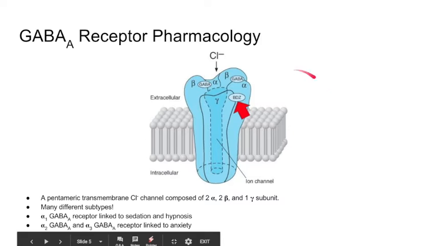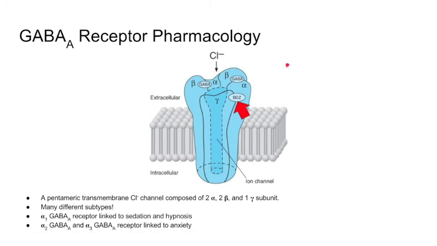So what we're looking at here is the GABAA receptor. As you can see, it's an ion channel. Chloride goes in, and we have a pentameric transmembrane channel, so there are five subunits. This is how most of the receptors you have are. It's not just a receptor, it's a conglomerate of different proteins put together that traverse the lipid cell wall.